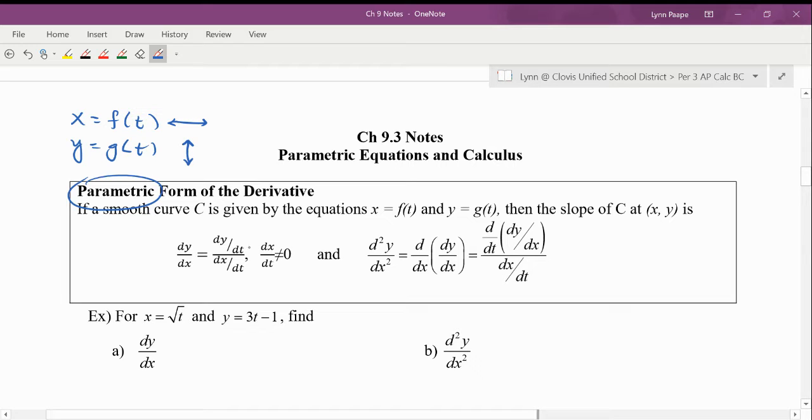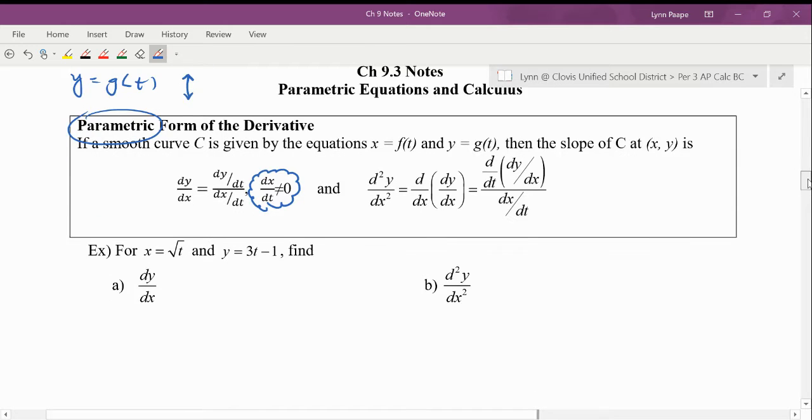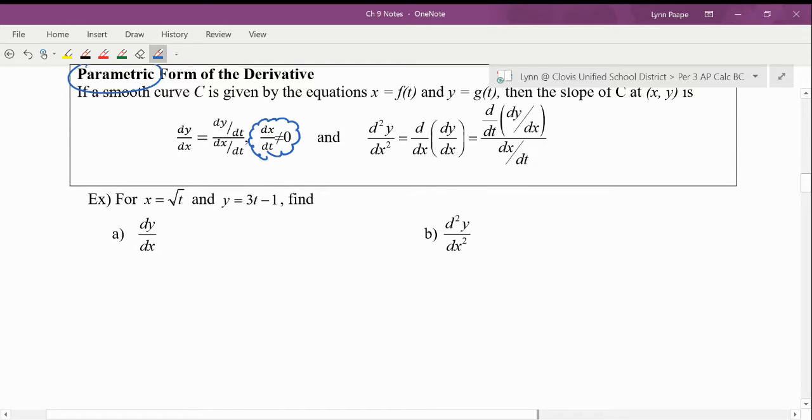So if I want to know the slope, I'm going to take a look at the rate of change of y with respect to t divided by the rate of change of x with respect to t. And then this is provided that we won't be dividing by 0. So, and then I'll talk about the second derivative here in just a moment. Okay, so we have x is equal to the square root of t and y equals 3t minus 1. So if we want to find dy over dx, the answer is going to be in terms of t.